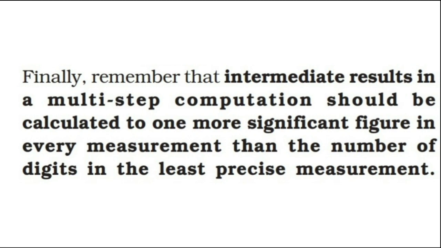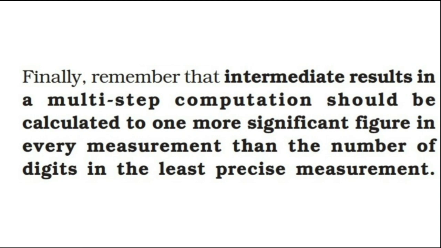In doing multi-step computation, we have to follow this rule. Remember that intermediate results in a multi-step computation should be calculated to one more significant figure in every measurement than the number of digits in the least precise measurement. What the rule says is this: I have already told you, in the final answer there should be the least number of significant figures among the given values.